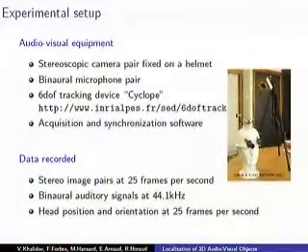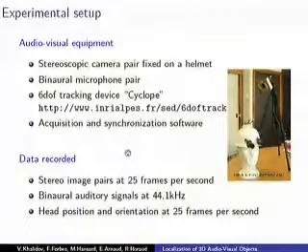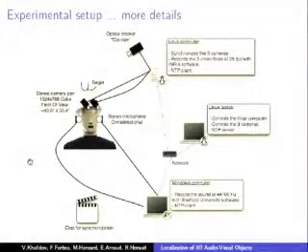And this device here is in fact associated with this camera, and it will provide 6 degrees of freedom motion of the head. So we have stereo pairs at 20 frames per second, binaural auditory at 44.1 kilohertz, and the head position and orientation at 20 frames per second as well. These cameras and this camera are perfectly synchronized. And this is the general view of the system.